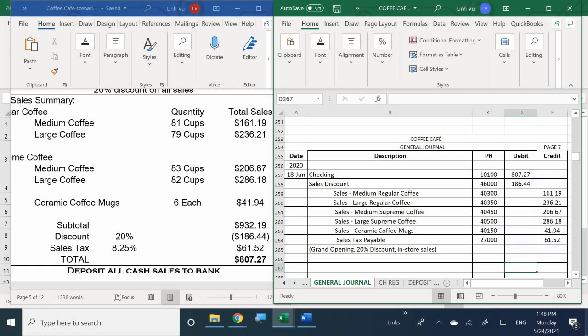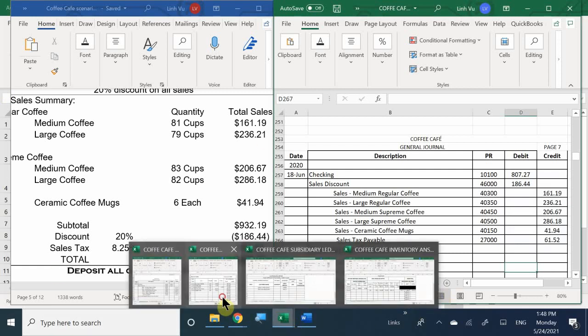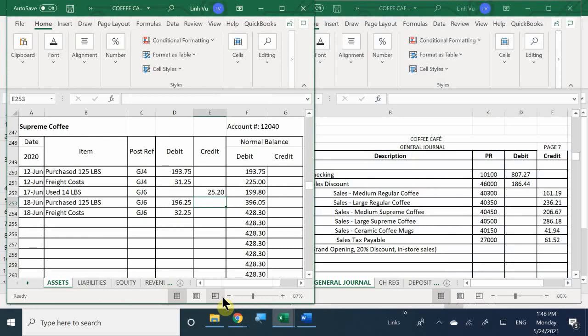Now, our next step would be to go to the general ledger. I would start at the top with checking. So we're going to go to the general ledger. Let's give it a couple of minutes in case people are still doing this part.